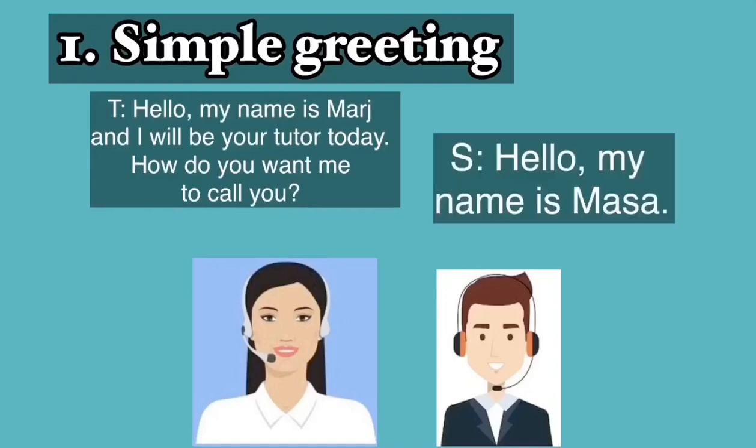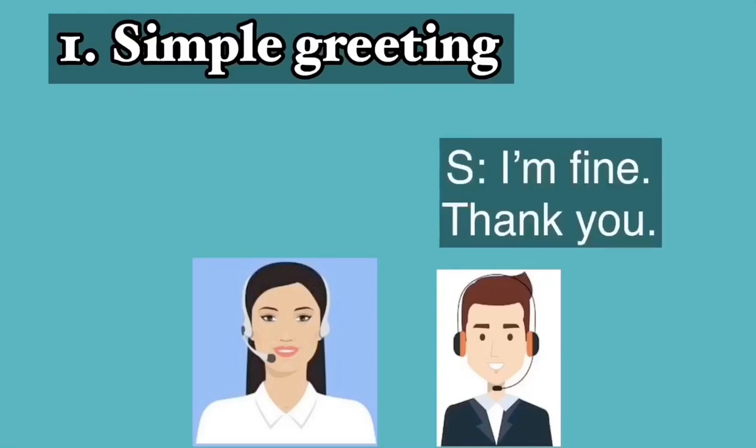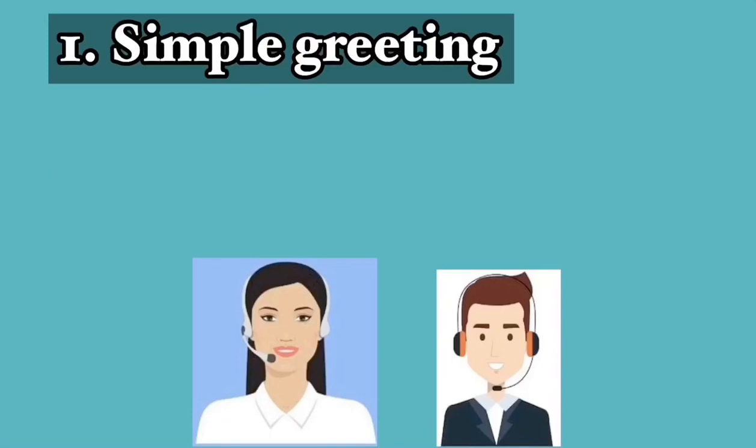Number 1, simple greetings. When the student is already there, smile and greet. Hello, my name is Marj, and I will be your tutor today. How do you want me to call you? Don't ask what's your name, because you already know the name of the student. It's already written in his student's information, so better ask, how do you want me to call you? Nice to meet you, Masa-san. How are you today? That's good to hear. Do a small talk to build rapport. For your Japanese students, always put san at the end of their names.